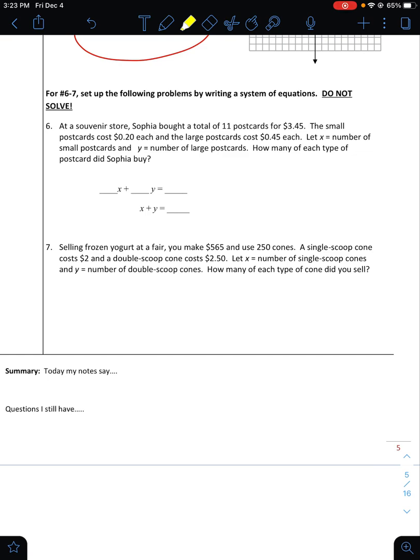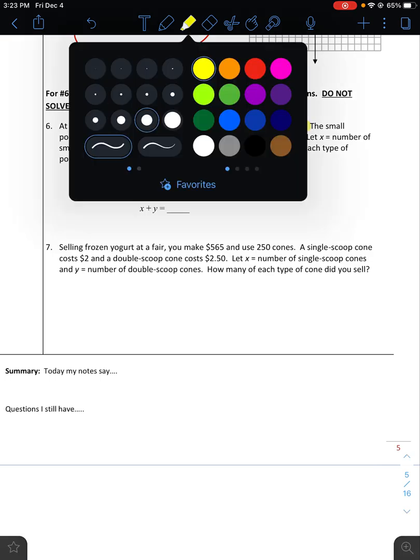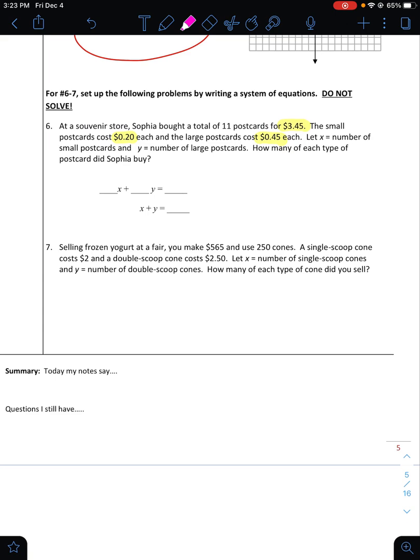I have money. All of the postcards added up to $3.45. The small ones were 20 cents, the large ones were 45. Okay? The other thing I have here is that there were 11 altogether. Some were small and some were large. So I'm going to have one equation with money and one equation with the total number.